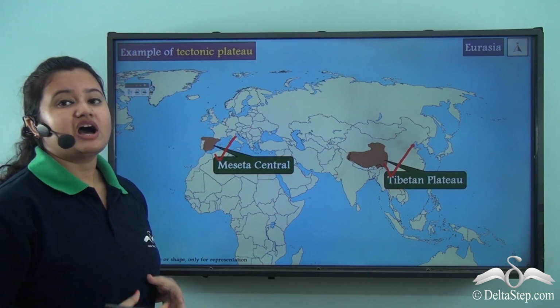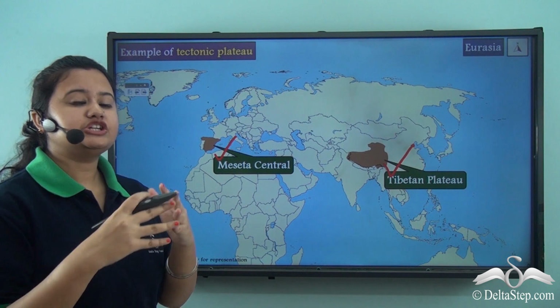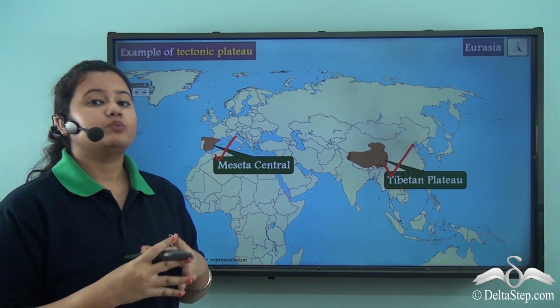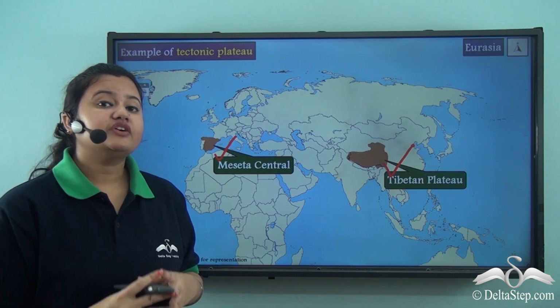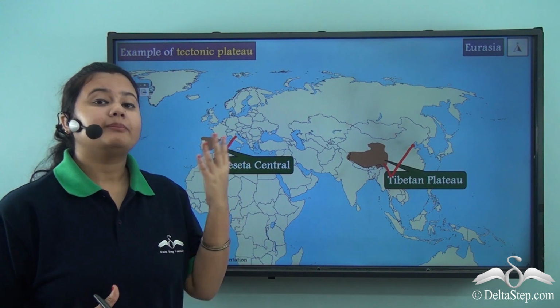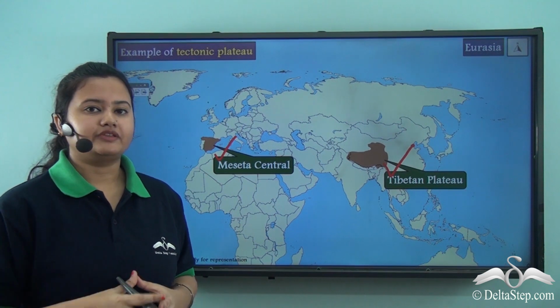Some examples of tectonic plateaus are Meseta Central Plateau of Europe and Tibetan Plateau of Asia. Both these plateaus are formed due to slow collision of tectonic plates, which is an endogenic force. Now, there is yet another endogenic process in which plateaus are formed. Let us know.